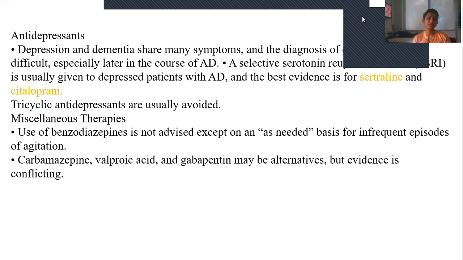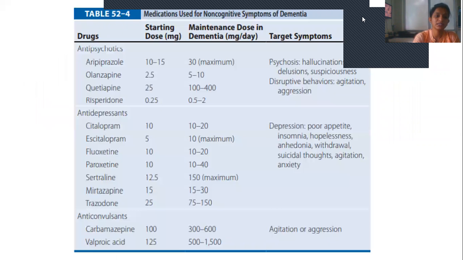Miscellaneous therapies include benzodiazepines, which are not advised except as needed. Only whenever it is compulsorily required should we go for benzodiazepines; otherwise we should not use them for agitation. Carbamazepine, valproic acid, and gabapentin may also be alternatives, but the evidence is not clear. So these were the drugs.